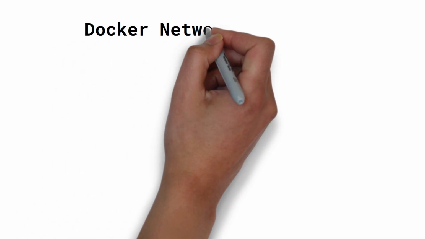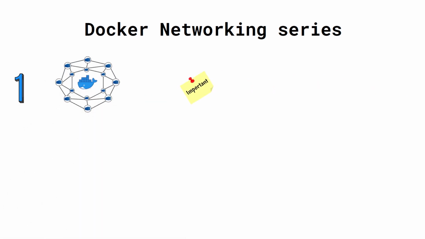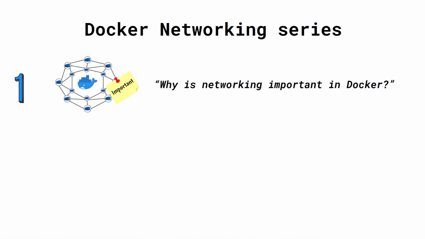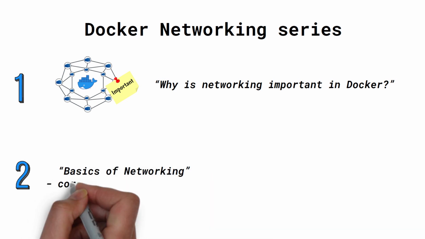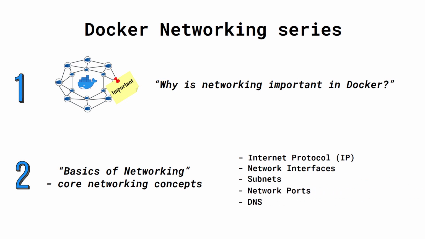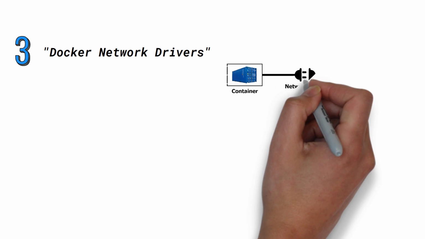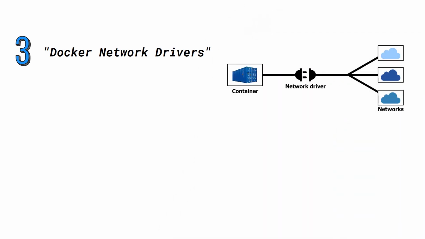To summarize the Docker networking series, first we answered why is networking important in Docker. Then we learned about some core networking concepts like the Internet Protocol, network interfaces, subnets, network ports, DNS, etc. Then we discussed Docker network drivers, which is how Docker hides the network details, simplifies how to attach different types of networks to containers.